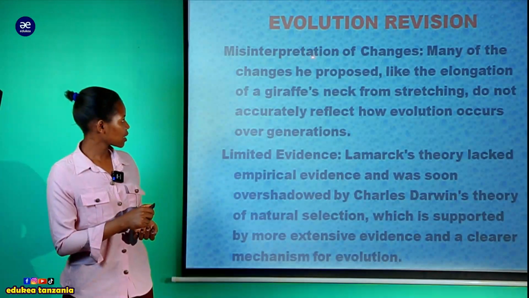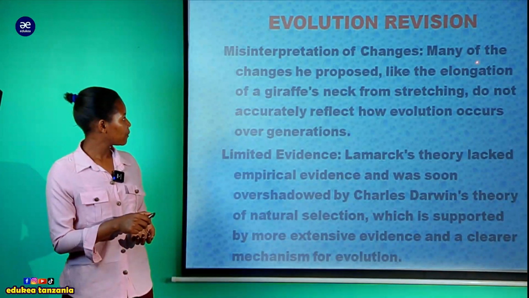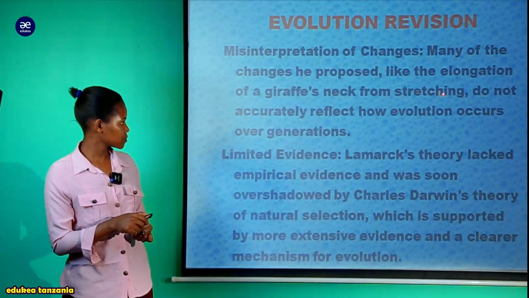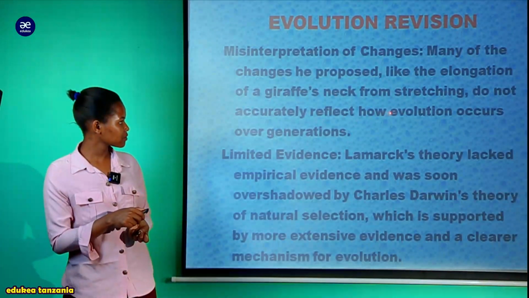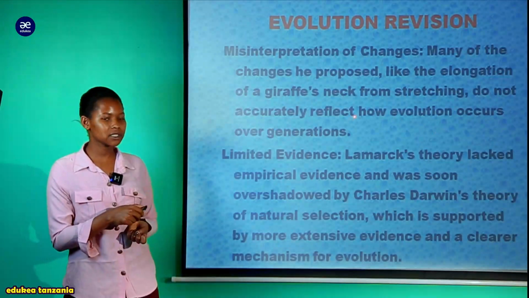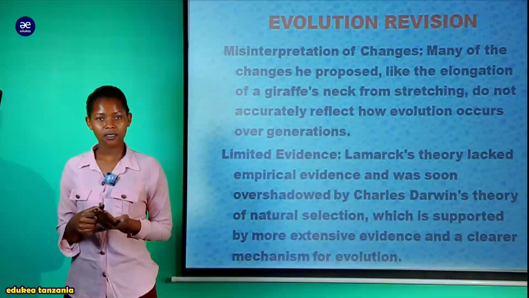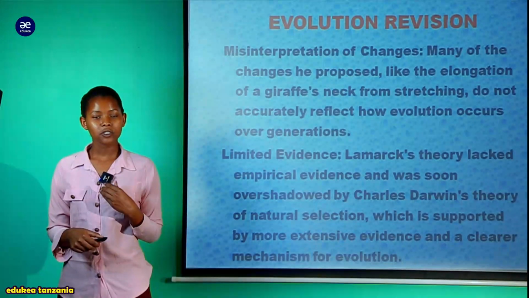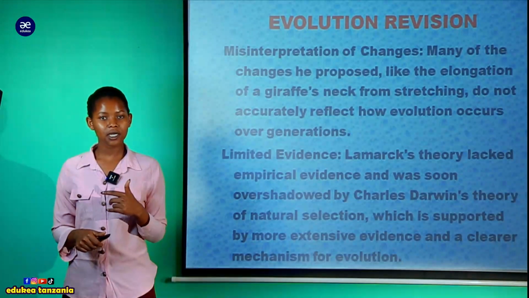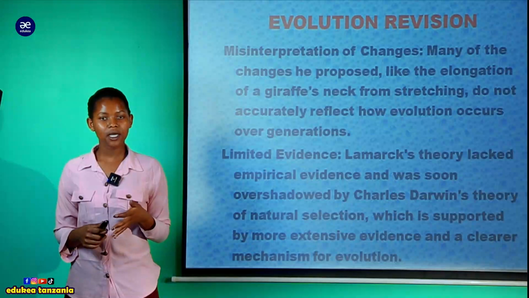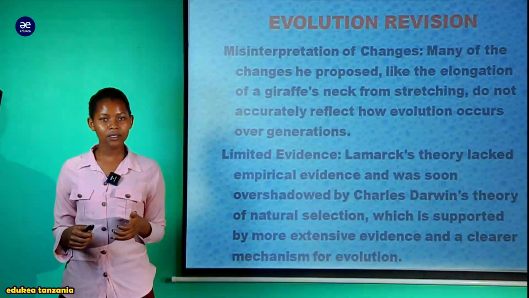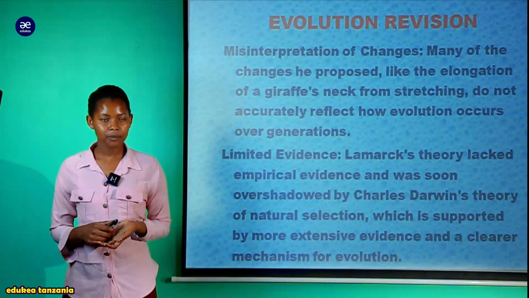Again, there is misinterpretation of changes. Many of the changes he proposed, like the elongation of the giraffe's neck from stretching, do not accurately reflect how evolution occurs over generations. Another weakness is misinterpretation of events. Alikuwa anatueleza kwamba evolution can be explained by taking an example of giraffes, kwamba walikuwa na short necks baadaye wakawa na long necks. That is the misinterpretation.